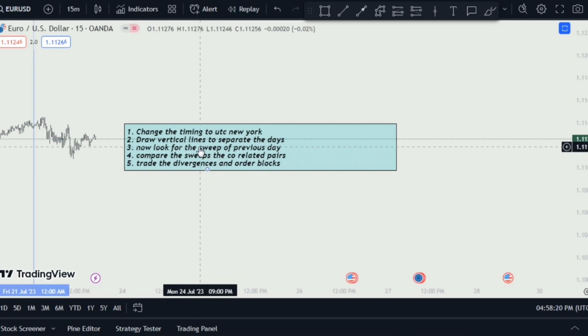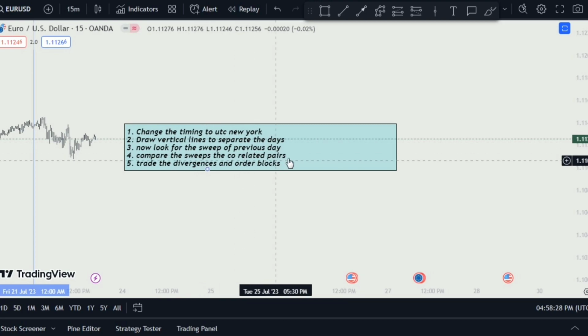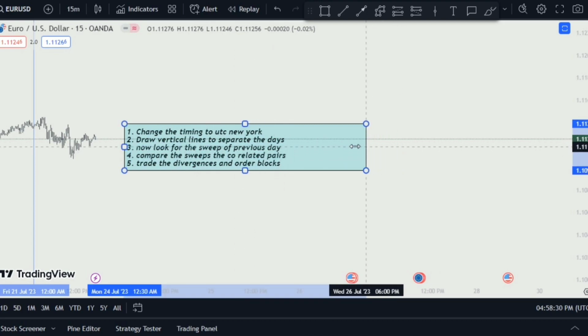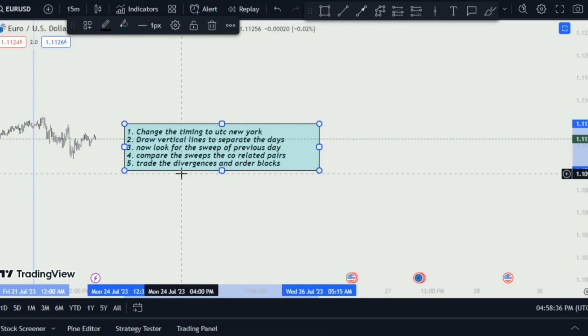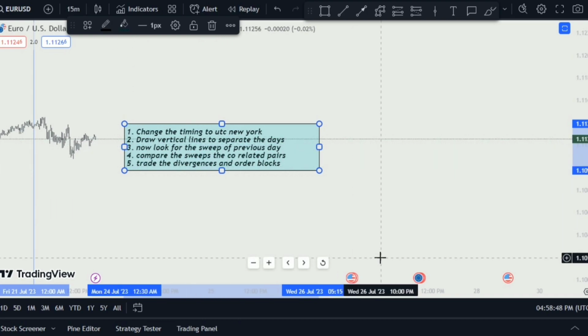And after drawing these horizontal and vertical lines, what we will do is we will compare the sweeps. And that's where we find the real liquidity. If you don't compare the sweeps, you cannot find the real liquidity sweep. And then we will find some divergences after we compare those related pairs. And after finding those divergences and order blocks, we can enter the trade. So I will now explain one by one how to do it.